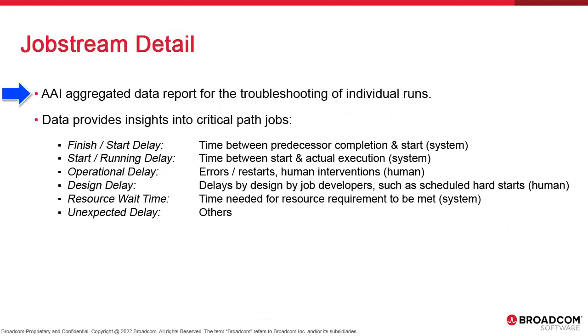The Jobstream Detail report is a natural extension of the summary. It's another AI data and Jobstream report. It provides information for each specific Jobstream run and jobs in the critical path, and expands on the various types of delays which might cause an overrun. Delay information is incredibly useful for troubleshooting.